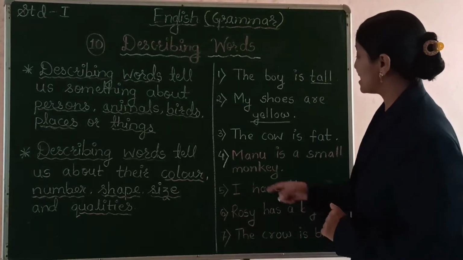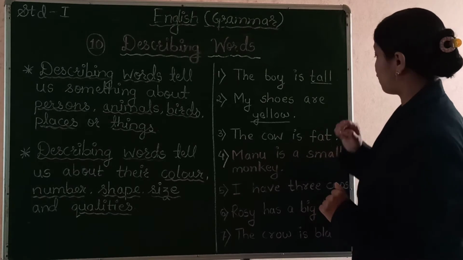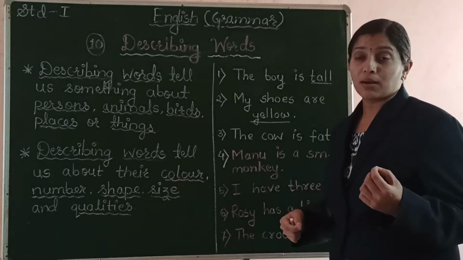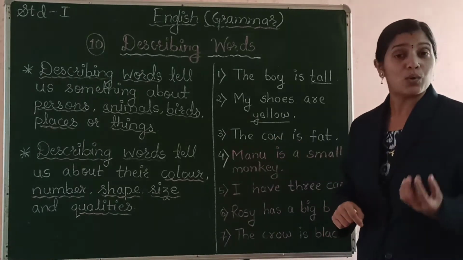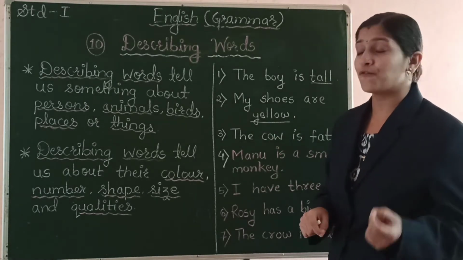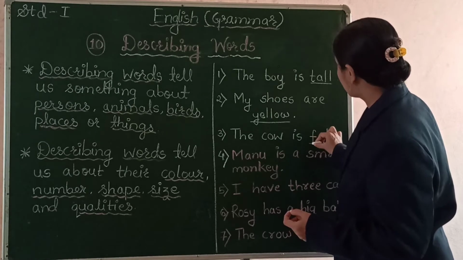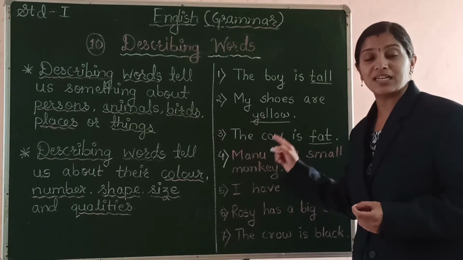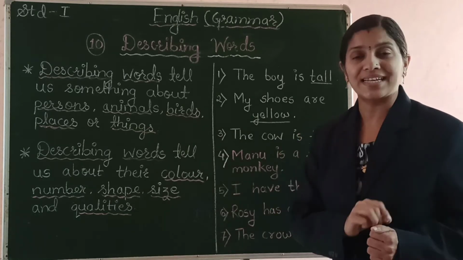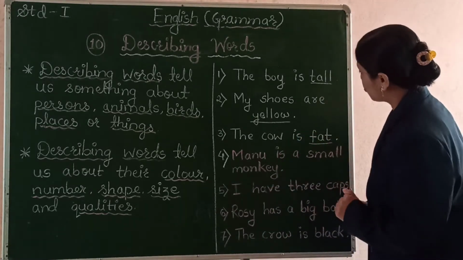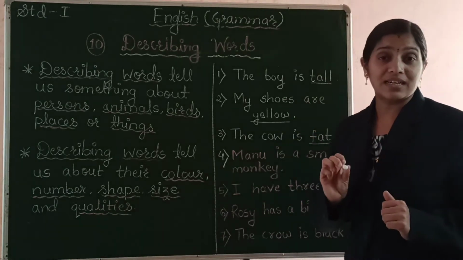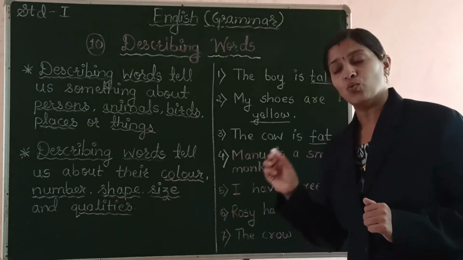The next sentence is, the cow is fat. So, in this sentence, it is talked about the cow. And how is the cow? The cow is fat. So, the word fat is describing, telling about the cow. And so, fat is a describing word. You can see here in these three sentences, I have underlined the describing words.